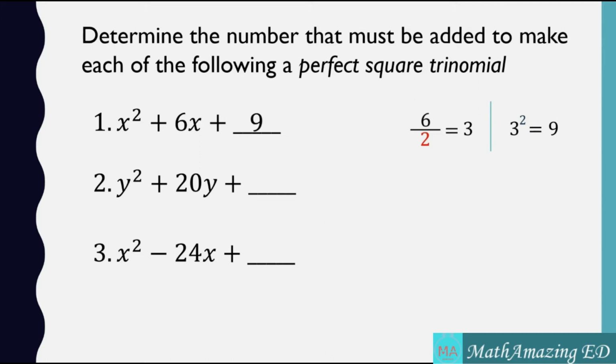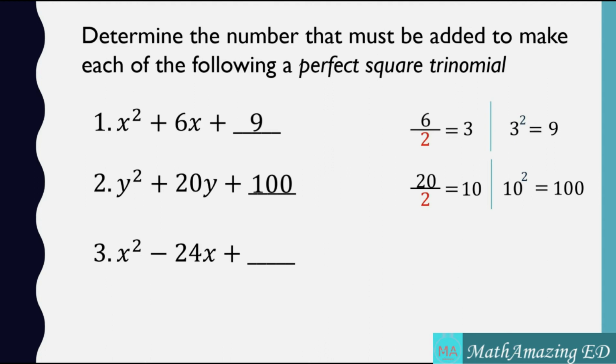Now for the second item, we have y squared plus 20y plus blank. So the middle term is 20, and again divided by 2 first, so that is just 10. 10 squared is just 100. To make a perfect square trinomial for the second item, we have to add 100.